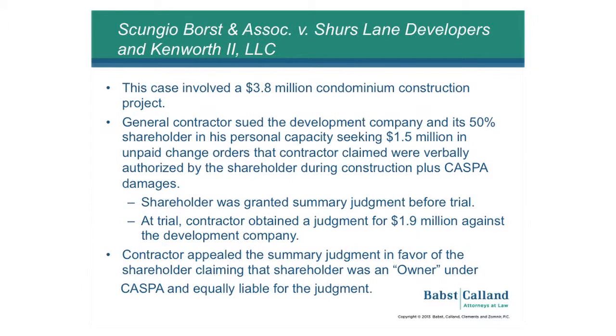The opinion is not clear, but what we assume is there's likely a mortgage or a construction loan against the property, so the judgment against the development company, likely a single asset entity, is probably second in priority and doesn't have much value. So in order to collect this judgment, they need personal liability against the shareholder. So they filed this appeal. And the basis of the appeal essentially is that the contractor is claiming that the shareholder is actually an owner, as that term is defined within CASPA, which makes him directly liable for the CASPA violations.